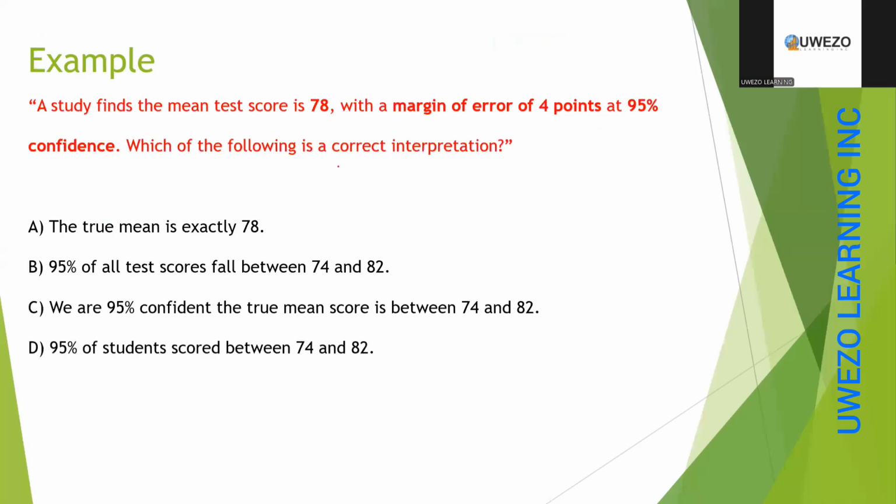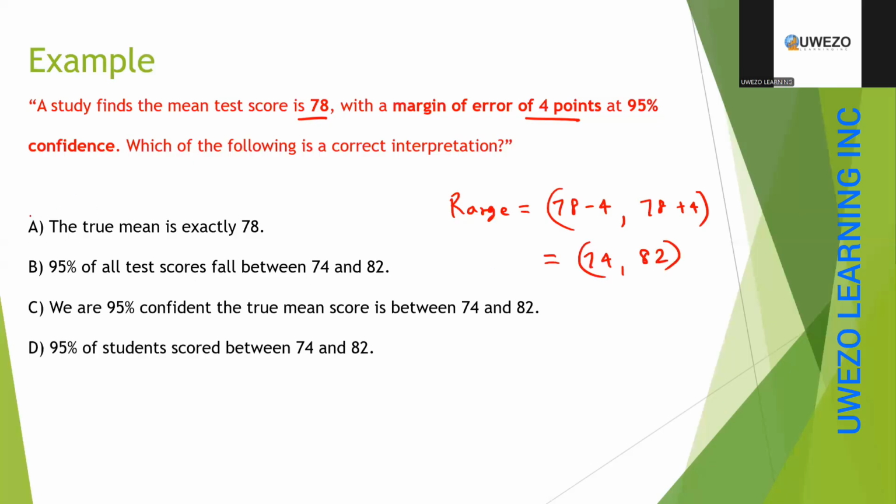Here is a SAT style question. A study finds that the mean test score is 78 and the margin of error is 4 points. So the range of the survey result would be 78 minus 4 to 78 plus 4. So the range is 74 to 82.